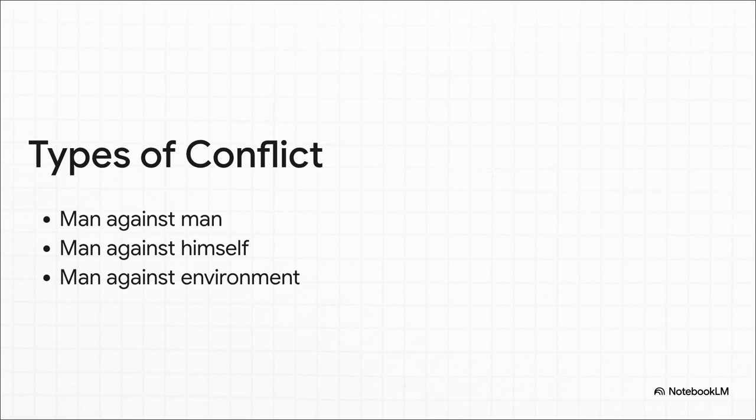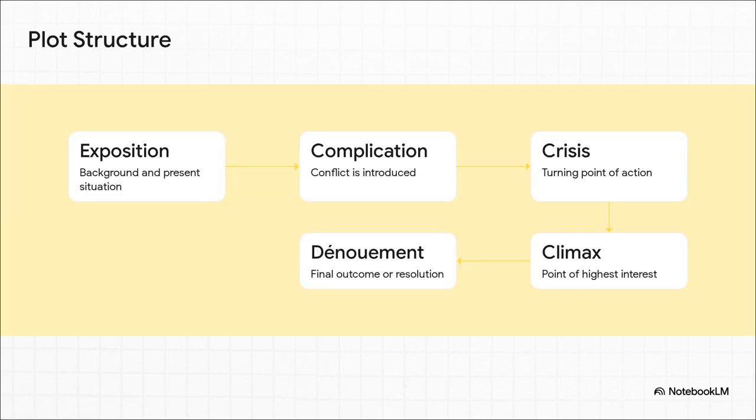It typically takes one of 3 classic forms: man against man, man against himself, or man against his environment. These are those fundamental, relatable battles that create the exact friction we pay to see play out on stage. So how is all that conflict organized? Well, it follows a very structured narrative arc, kind of like climbing a mountain.